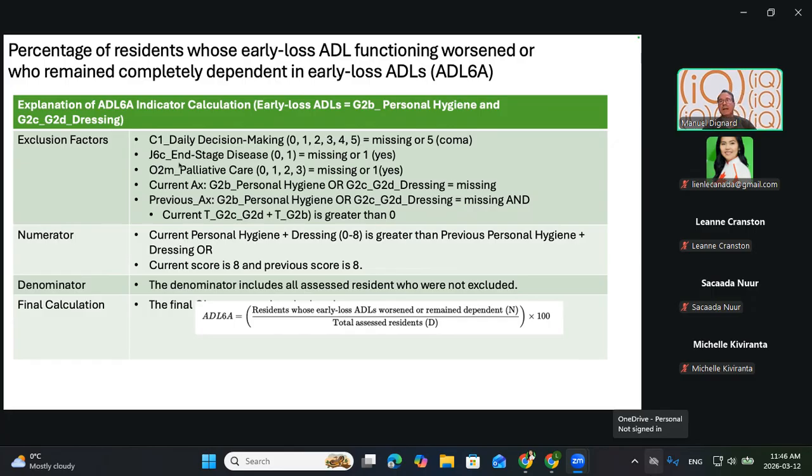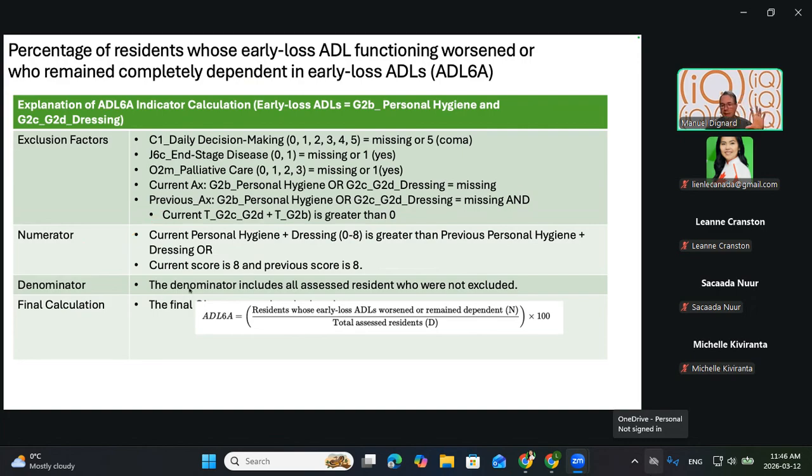Okay, so this one is the exact opposite mirror of the improved ones. Except there it was if they were zero and they're still zero, in this case it is 8 and 8. So if they were totally dependent, right, we're talking hygiene and we're talking dressing, and dressing is the combination of the two. So if they were totally dependent, so 4 and 4, and they are and they were, then they have remained completely dependent, they trigger.